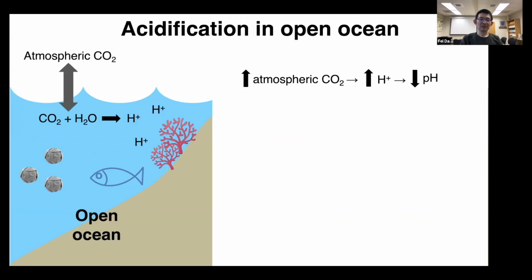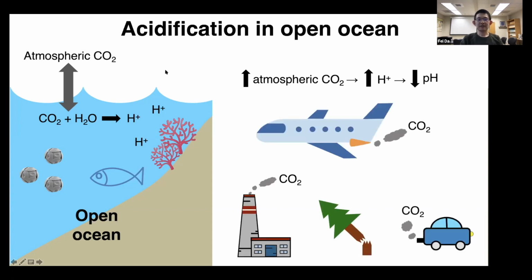First, I want to talk about acidification in the open ocean. In the open ocean, acidification is primarily caused by the increase in atmospheric carbon dioxide, the CO2 in the air. The CO2 can dissolve in the water and react with water molecules, H2O, and release hydrogen ions. If you remember from the previous slide, more hydrogen ions means the water becomes more acidic and has lower pH. So the increase in air CO2 is the primary reason for acidification in the open ocean.